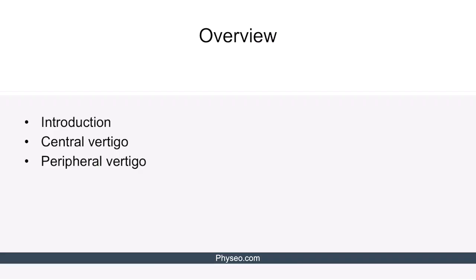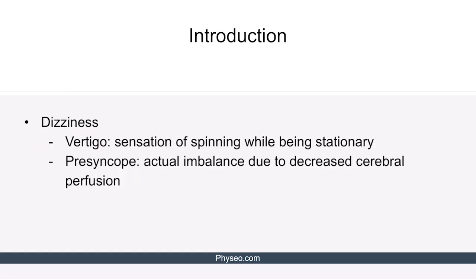Let's begin. In this lecture, we will first introduce the terms of vertigo and dizziness. Then we will talk about central and peripheral types of vertigo. Before we start discussing each of these conditions, it's worth mentioning how the term dizziness is related to vertigo and presyncope. Vertigo and presyncope are the subtypes of dizziness.